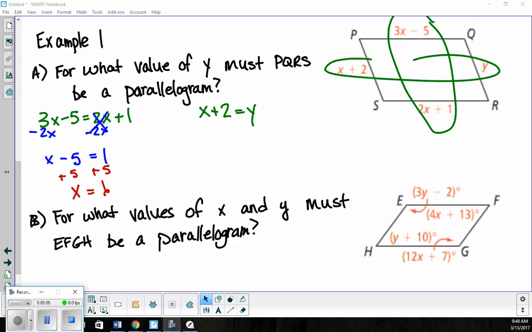That 6 is ugly. Okay. Now, since x is 6, we can plug that in up here. So 6 plus 2 equals y. So what does y have to equal? 8. Everybody look at the board for a minute. I see your eyeballs. Okay.